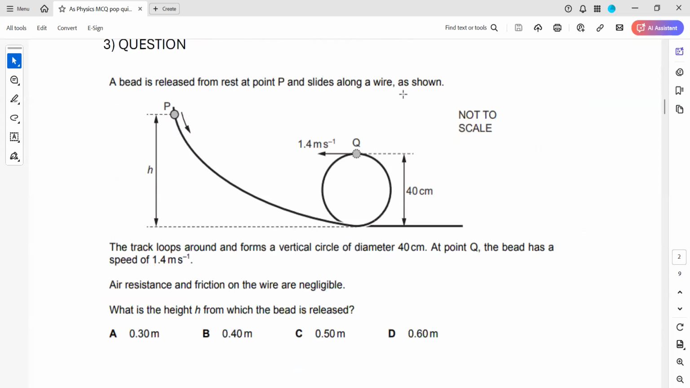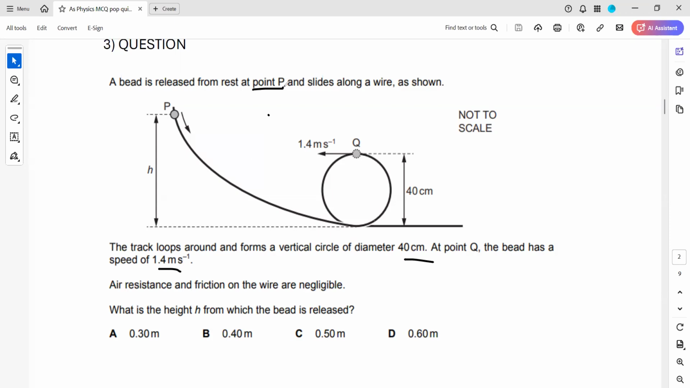In question 3, a bead is released from rest at point P and it slides along the wire as shown. The track loops around and forms a vertical circle with a diameter of 40 centimeters. At point Q, the bead has a speed of 1.4 meters per second. The air resistance and the friction of the wire are negligible. What is the height h from which the bead is released?